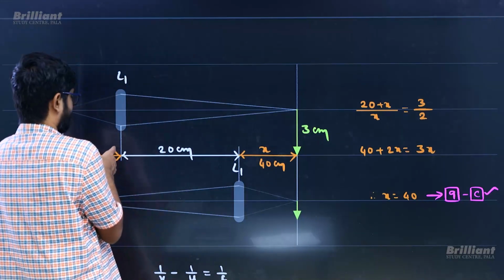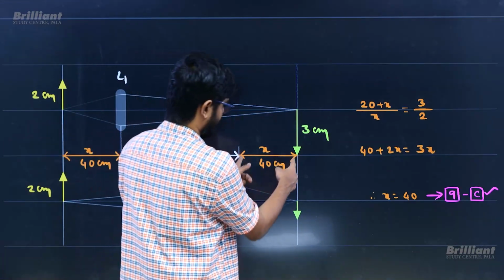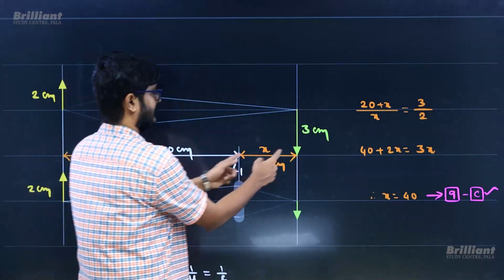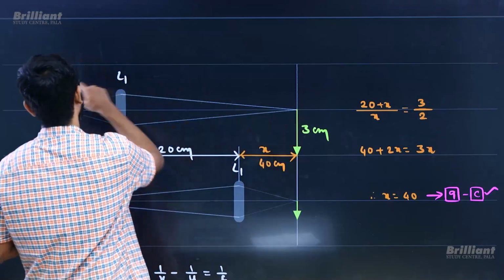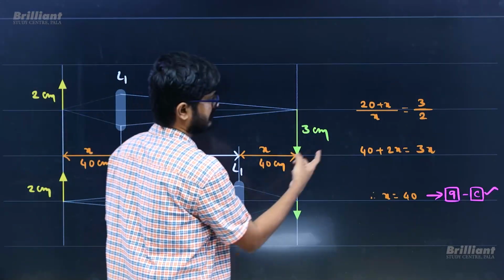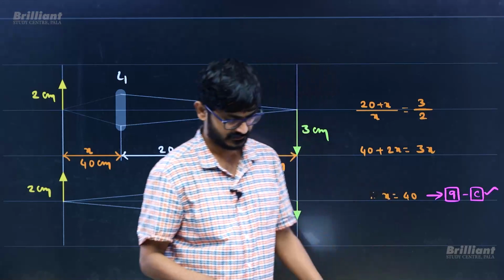If I take this length as x, I know this length is going to be x. Right? Similar figure. If this is x, this will be x. Now magnification is 3 by 2, which can be given as v by u, 20 plus x by x. From there I will be getting x is 40.